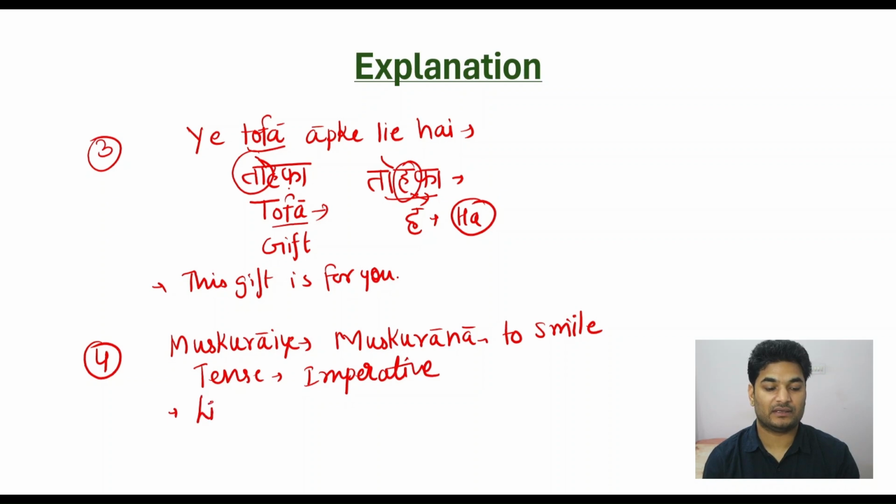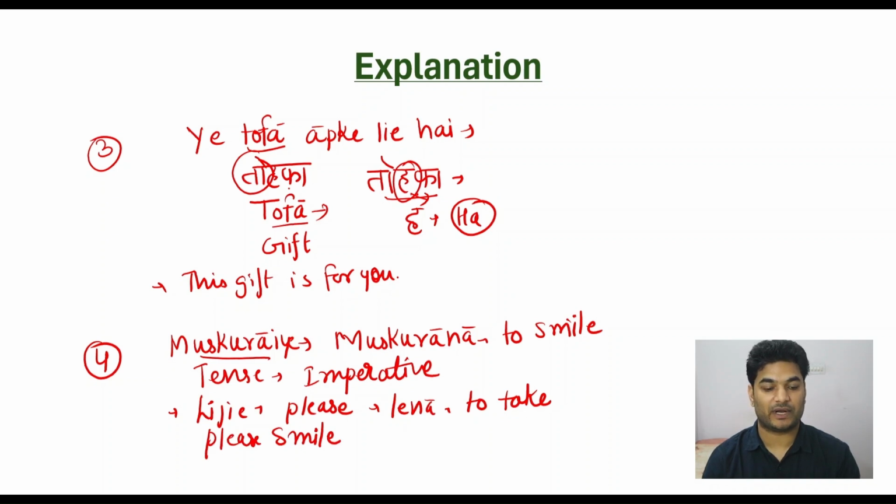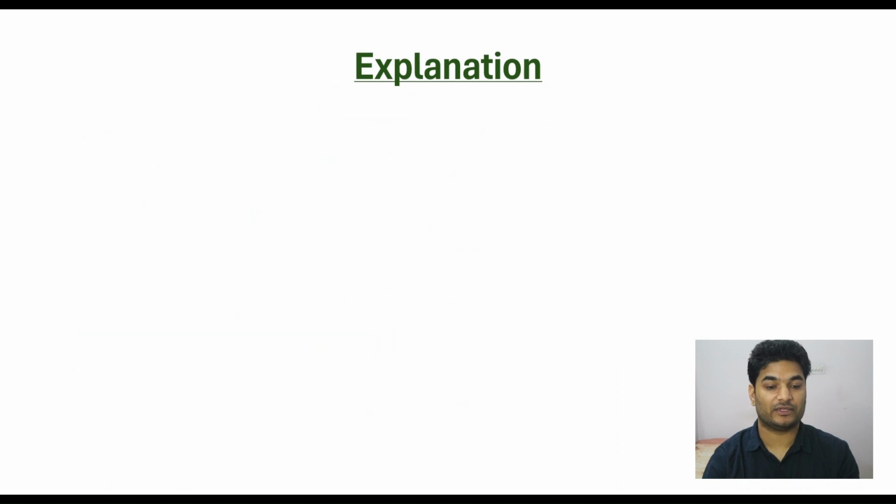We have already seen लीजिए. Do you remember? Please take. The polite imperative form of the verb लेना, to take. लीजिए. Similarly, मुस्कुराइए is please smile. Is conjugated in imperative tense. Alright? मुस्कुराइए, please smile. फोटो के लिए, for the photo.